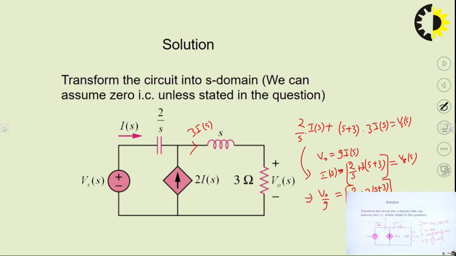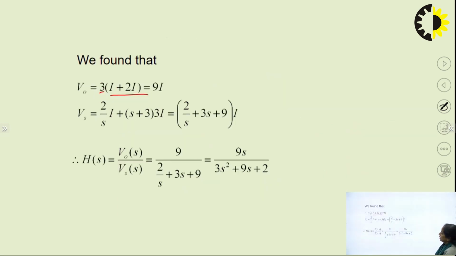Okay, so now instead of IS, V naught by 9 is written, so this is the Vs into S. Okay, so this is the multiplication of IS into 9. So now you are getting the relation between Vs and V naught. Okay, see, so this is the relation.